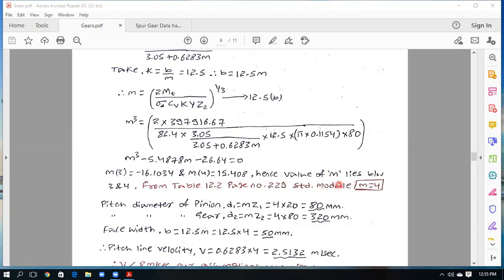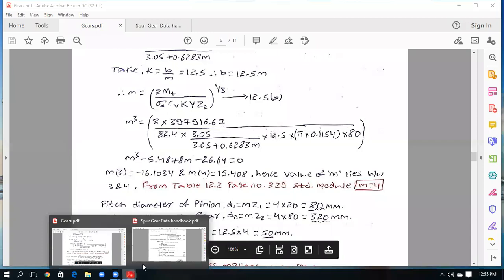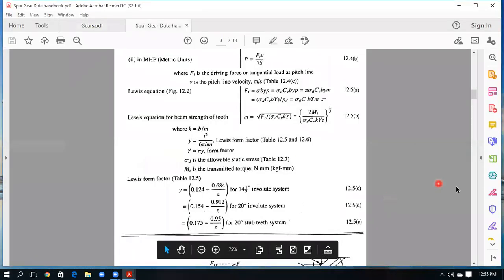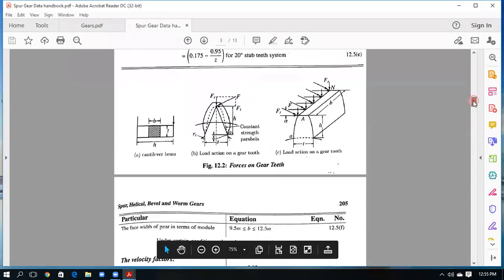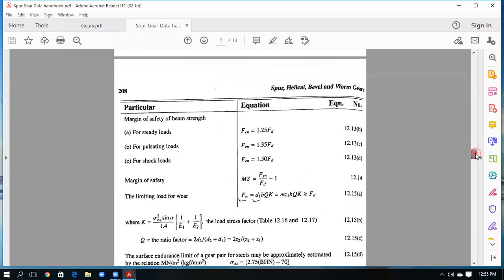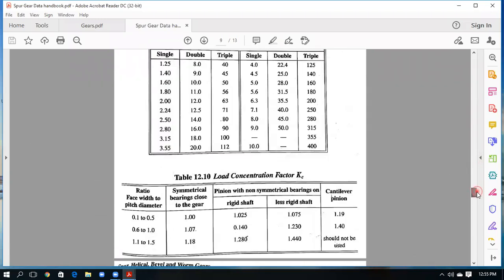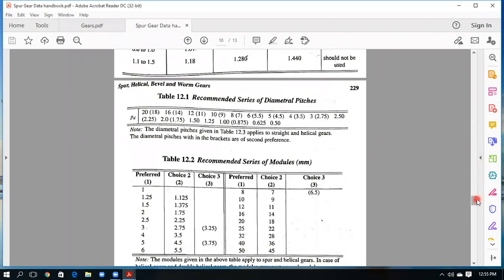After that, you have to take down the standard module from table number 12.2, that is page number 229. Open your data handbook at page number 229, table 12.2, to select the standard module. Yeah, here it is.